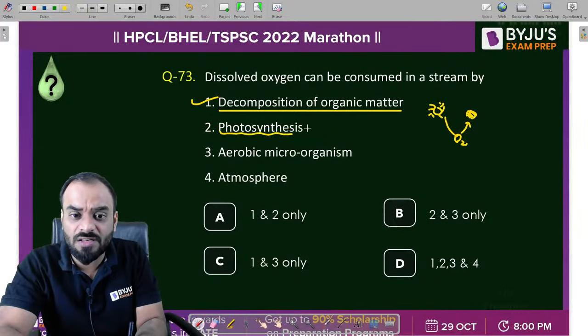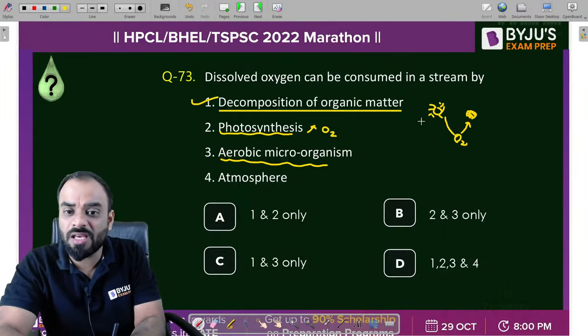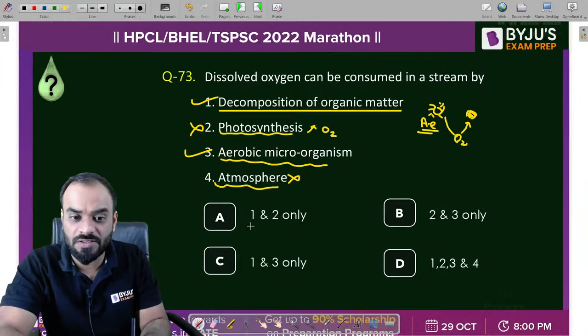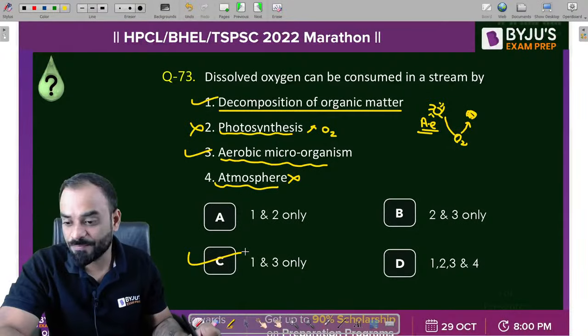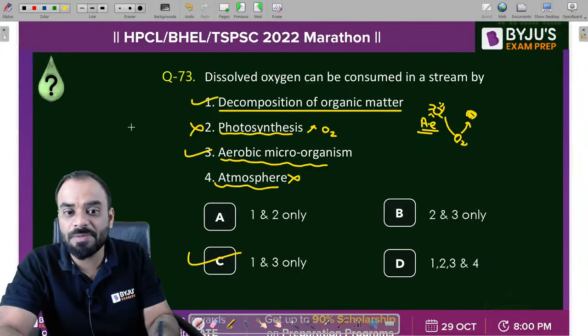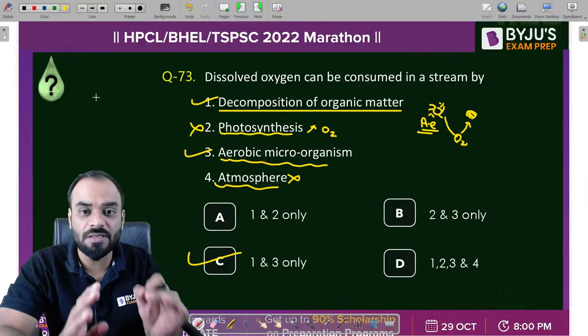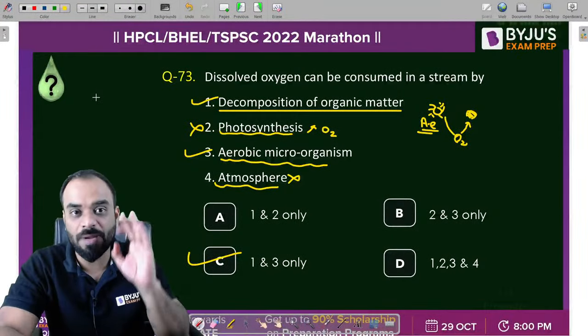The photosynthesis process releases oxygen, not consumes it, in general. Aerobic microorganisms can consume the oxygen to degrade the organic matter. This is also correct. Atmosphere, no guys, this is wrong. So only 1 and 3 are the correct answer. That means C should be the correct answer. Pathogenic means those microorganisms which cause some disease to us. That is known as pathogenic.